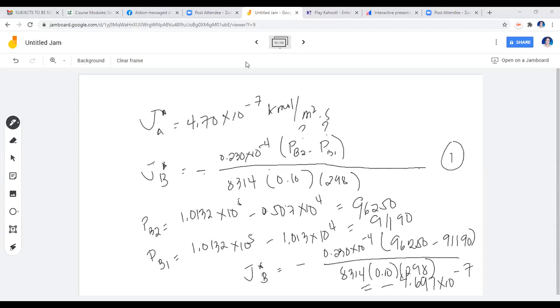Same set of units, same value, only that the sign is negative. Don't make it positive. It should really be negative because this time it's B diffusing to A when you determine the flux here rather than A diffusing to B. So the numeric values of the two fluxes would be equal, but they are of opposite direction. So that is why it's negative. Okay? 4.7 times 10 raised to negative 7.